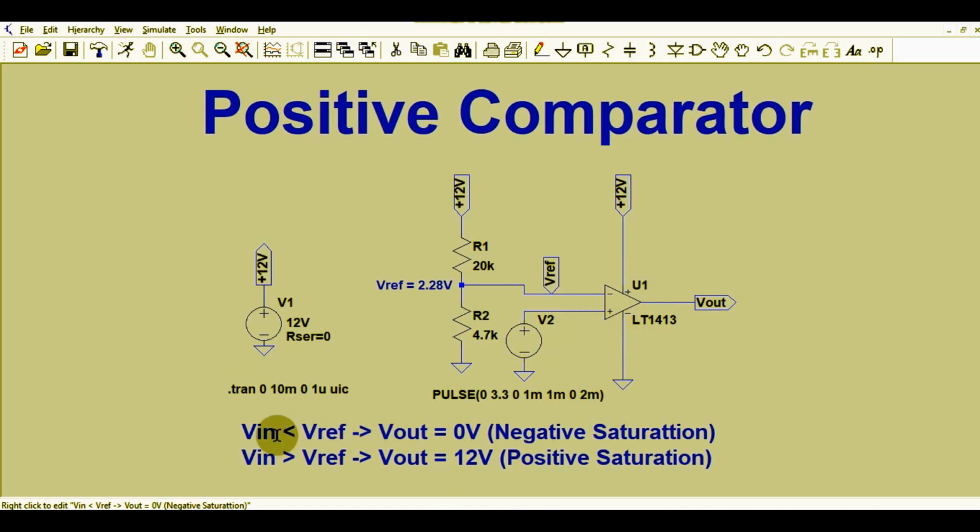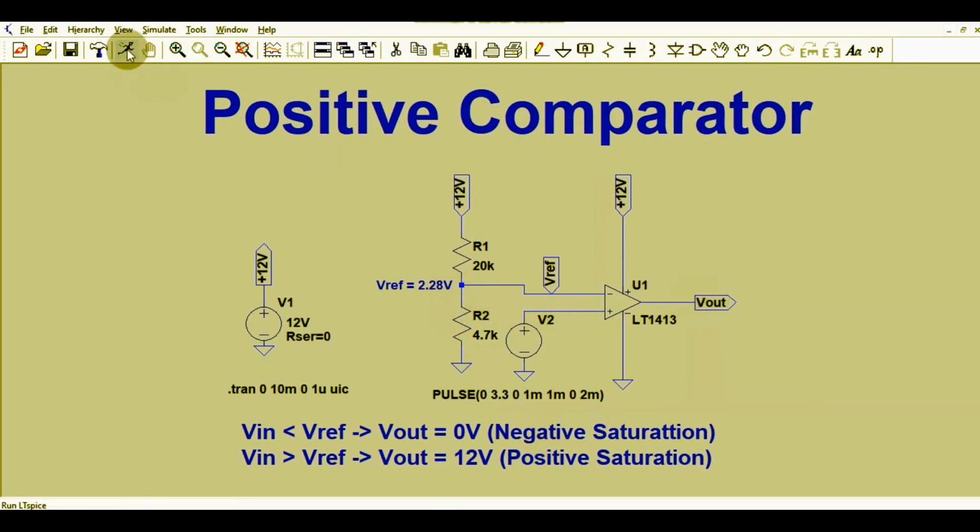In this case your V out equals 0 volt, and whenever your V in is greater than V reference, your V out equals 12 volt. That means your op-amp saturates towards positive saturation, towards the positive supply voltage. Your positive supply voltage is 12 volt, right? Since this op-amp is a rail to rail op-amp, you will get the output voltage very close to the supply rail. Now I will run the simulation and show you the reference signal, the input signal and the output signal, and I will explain the behavior of this comparator, right?